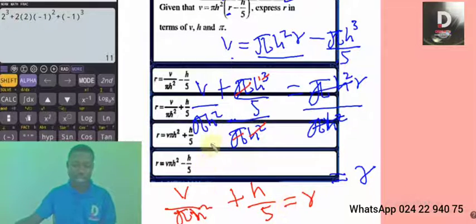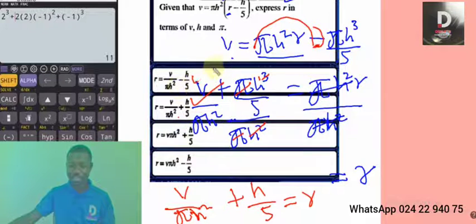You see the answer there? H over 5 equal to r. So V over pi h squared is here, plus. It's not minus. Take note. So this is the answer. You get it? Perfect. If you have not changed this sign when crossing to this side, the examiner brought our answer. Have you seen it there? So you may think you are right. Make sure you are cautious. You are doing the right thing.